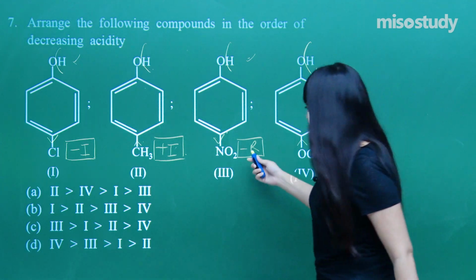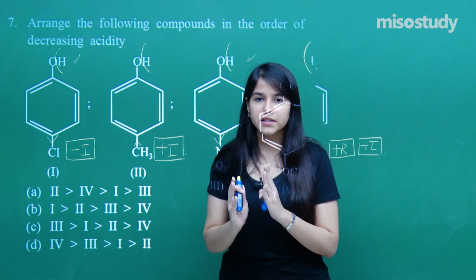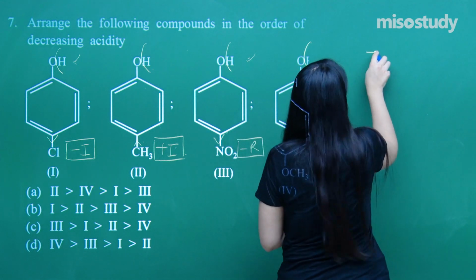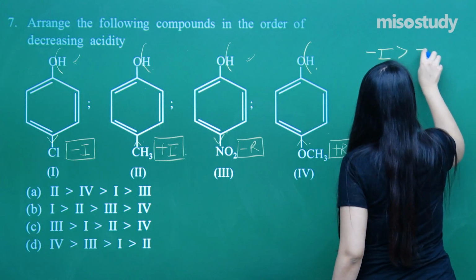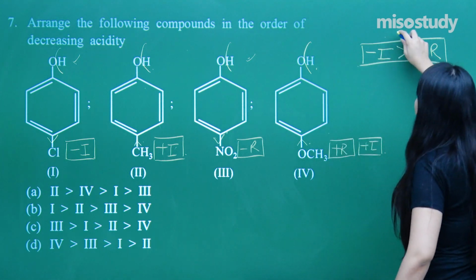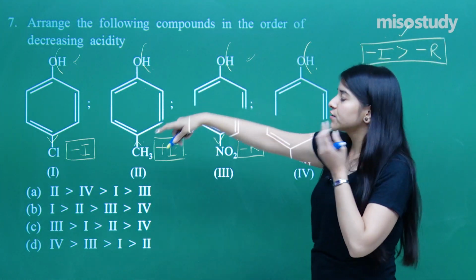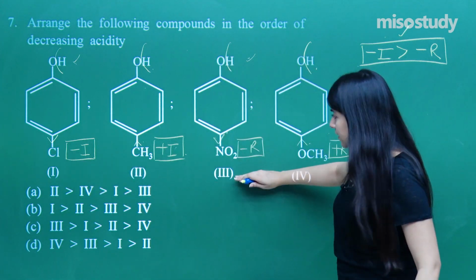So if you compare the two, NO2 and Cl, always remember this very thing, that minus I effect is always greater than the minus R effect, and it needs to be applied over here. I have got the answer over here. Most acidic is the first one, followed by the third one.